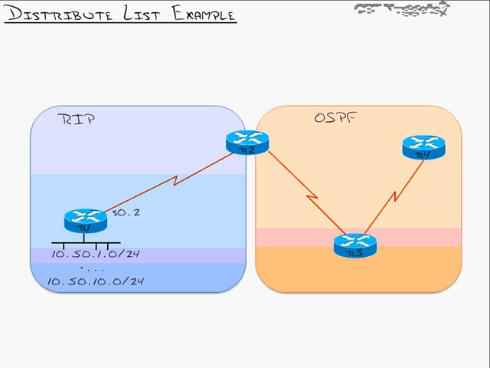Now the 10.50. I should document this, right? So, 10.50.1 and .2 should not reach router 2. So those need to stay local with router 1.